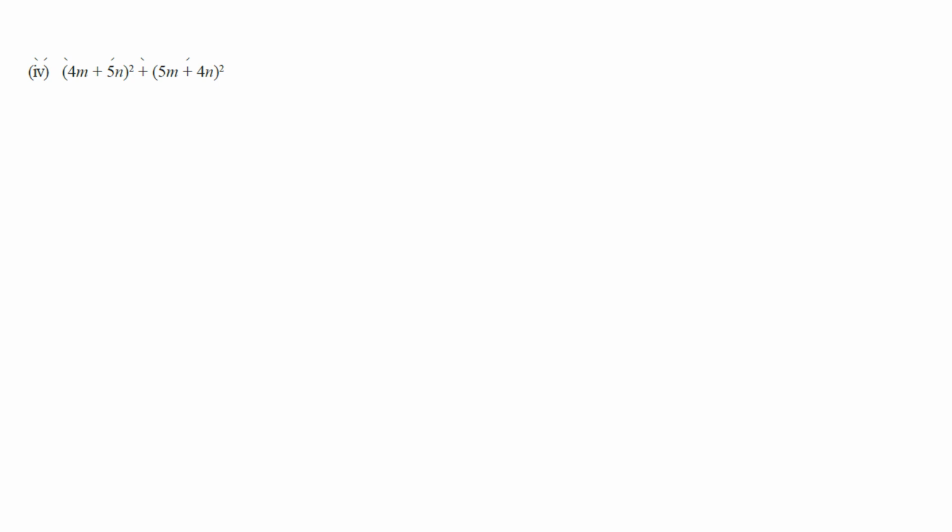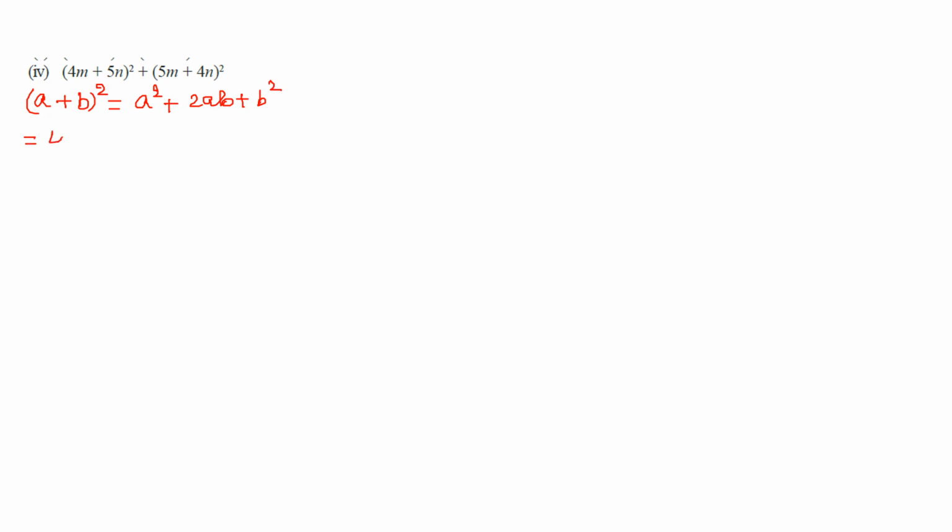The fourth question is (4m plus 5n) whole square plus (5m plus 4n) whole square. So here also I can use (a plus b) whole square in both the cases. If you already know how to do this, I will suggest please pause the video and solve it by yourself. So (a plus b) whole square is a square plus 2ab plus b square.